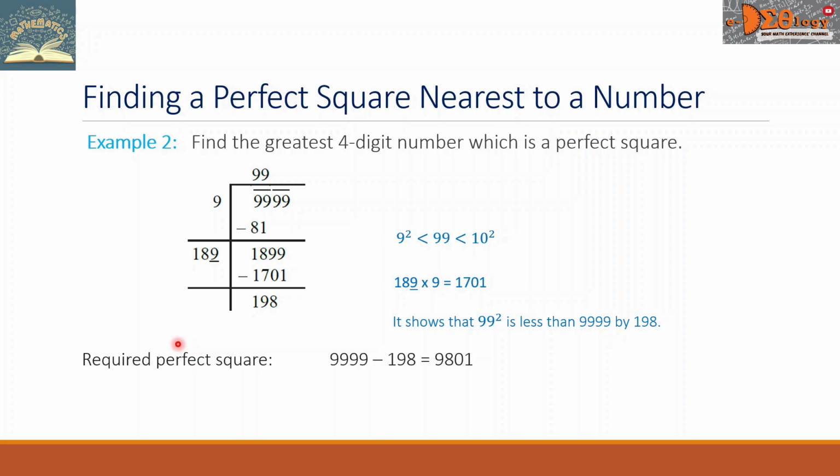So for us to get the perfect square, 9,999 minus the remainder, 198. And the answer is 9,801. That means this is the greatest 4-digit number which is a perfect square. Notice that the square root of 9,801 is equal to 99. So our answer is this number.